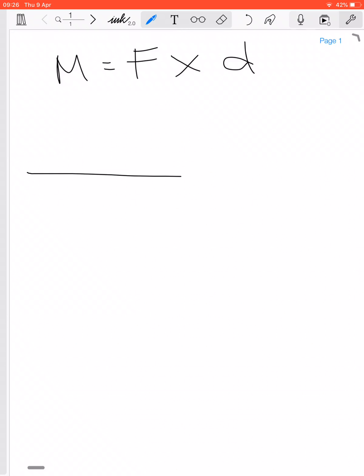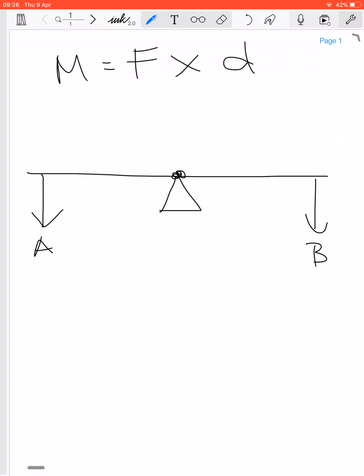We're used to seeing our seesaw like so, with the pivot in the middle, and we've got a person here who is A and a person here who is B. Now, we always just say the moments on the left equal the moments on the right. But how do we actually know that, and what are we doing? Actually, we are taking our moments about the pivot. We have decided that that central point is where we are going to take our moment from.